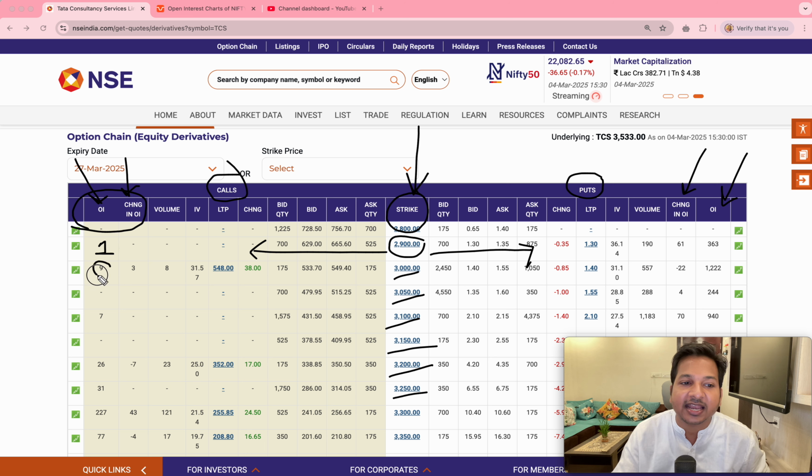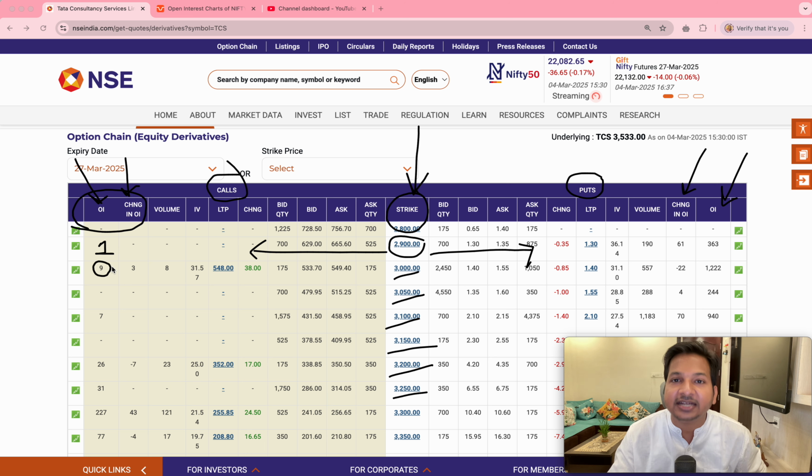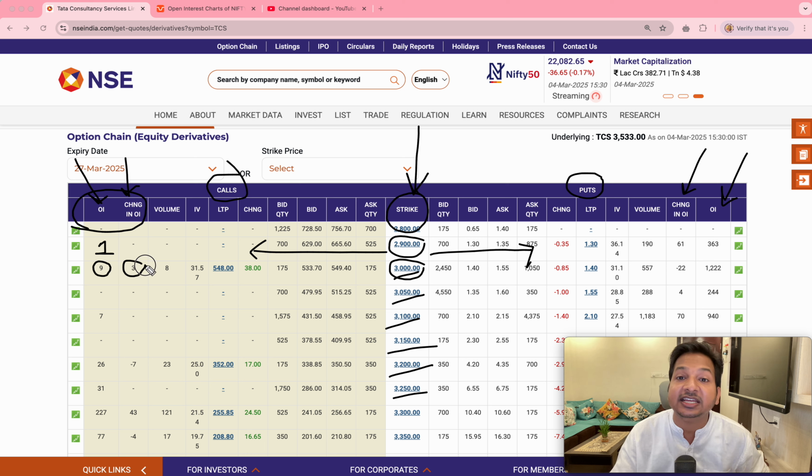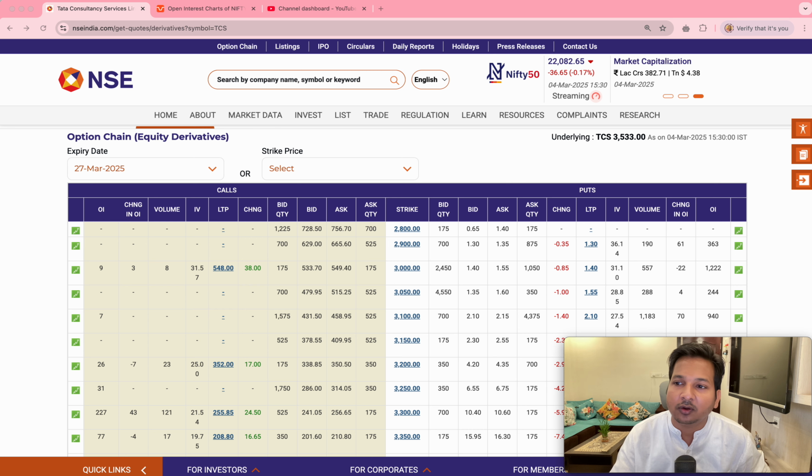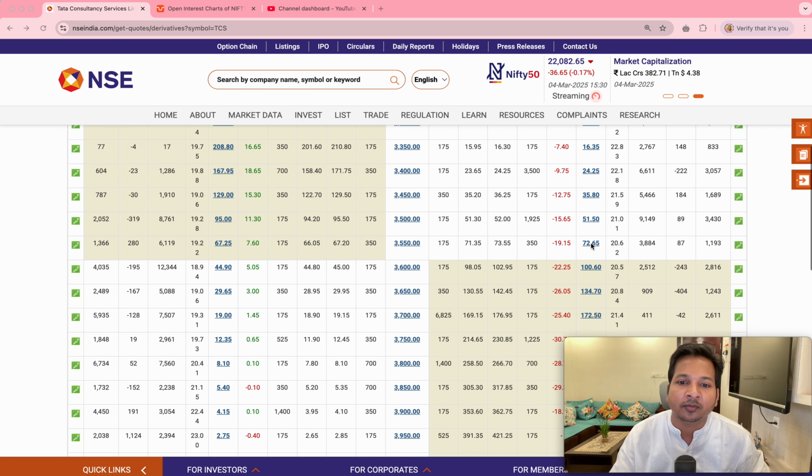Here OI is 9, which means 9 open contracts are there at the strike price of 3000, meaning 9 contracts have been sold and bought together. And this 3 shows the change today. Suppose yesterday it was 6, today it is 9, so 3 quantities have been added. It is showing only that. Understood? Now I will go to the bottom and show the relevance.